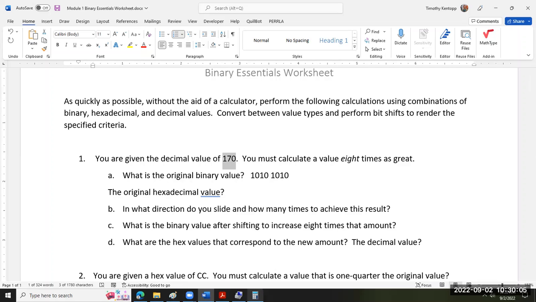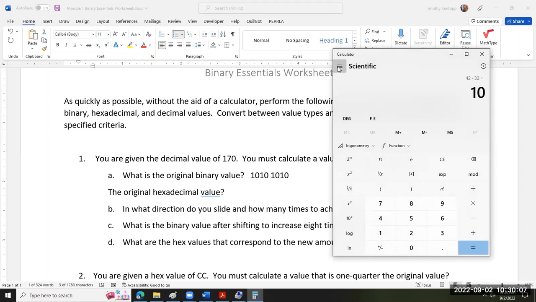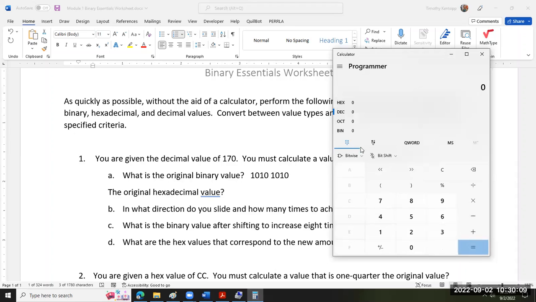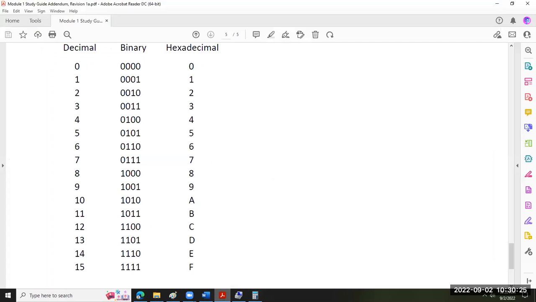So I'm going to check my work. I'm going to change my calculator type to programmer. I'm going to select binary. I'm going to type in 1010 1010, and I'm going to look, and I'm going to see, oh yeah, there it is, 170. Now I get a preview of coming attractions, but if I go to my table, what's 1010? A.